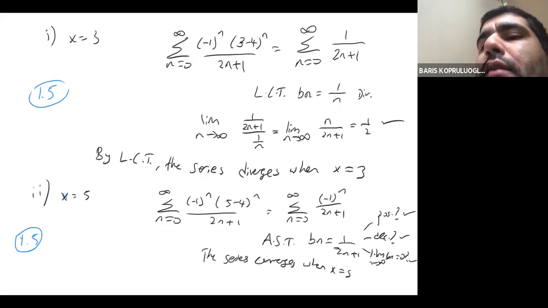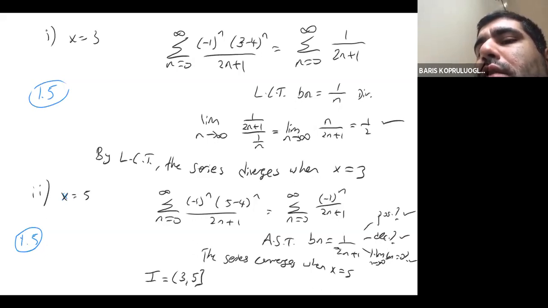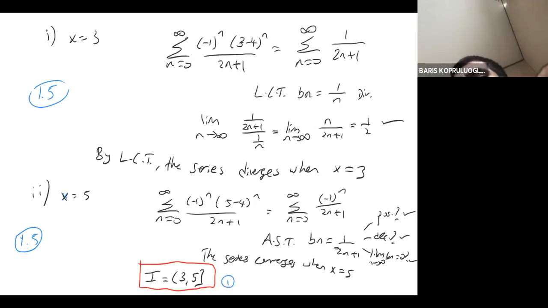Then I is going to be parentheses for 3. Don't include 3 and include 5. And 1 point for this last answer, which adds up to 8 points. Any questions on 6?